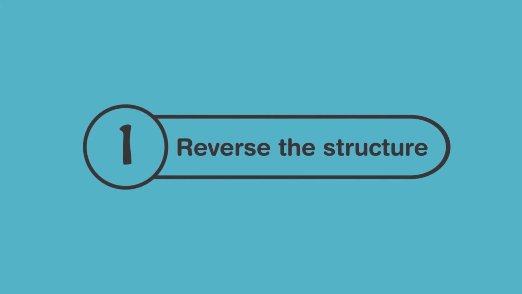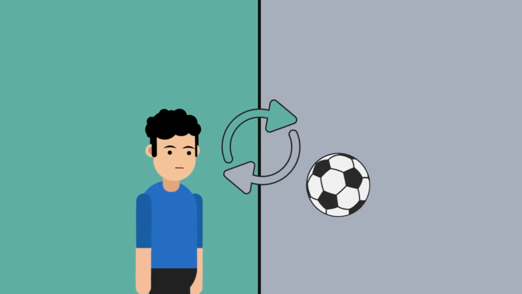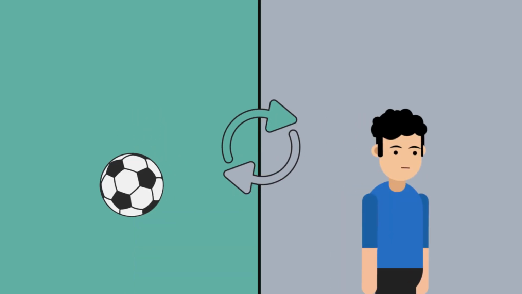Rule number 1. Reverse the structure. Just like in the previous example, Budi and the ball reverse their position. The object comes before the subject.